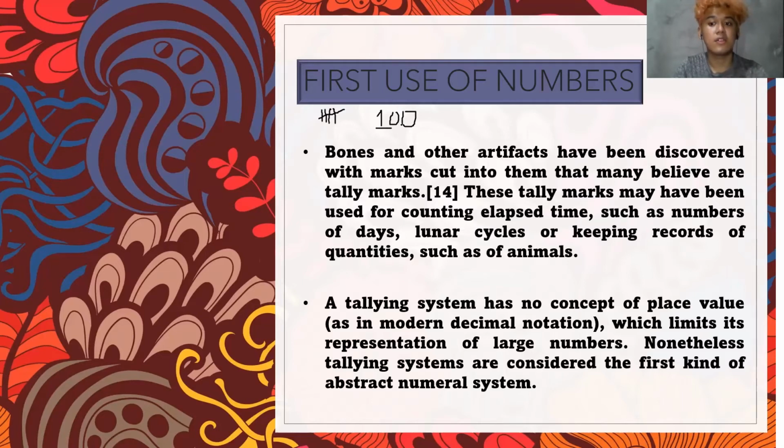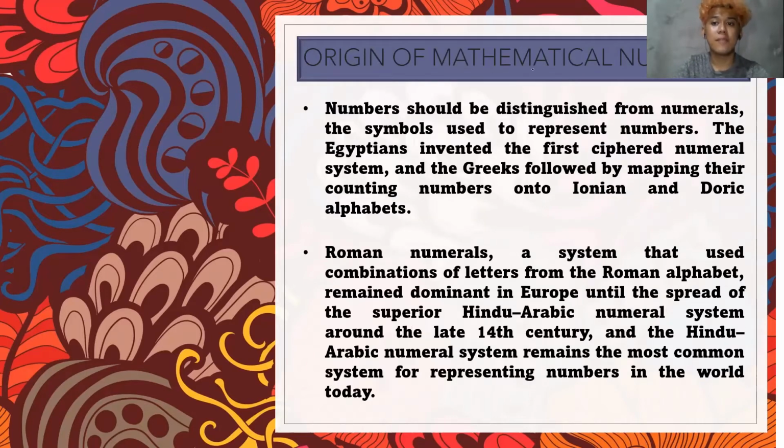Nonetheless, tallying systems are considered the first kind of abstract numeral system. Origin of mathematical numbers. Numbers should be distinguished from numerals, the symbols used to represent numbers. So we have numerals and digits that represent the numbers. The Egyptians invented the first ciphered numeral system, and the Greeks followed by mapping their counting numbers onto Ionian and Doric alphabets. Roman numerals, a system that used a combination of letters from the Roman alphabet, remained dominant in Europe until the spread of the superior Hindu-Arabic numeral system around the late 14th century.